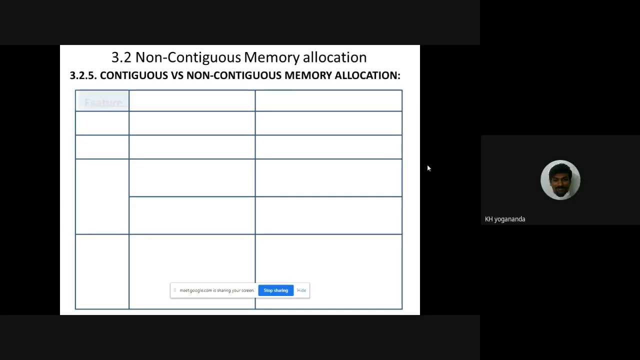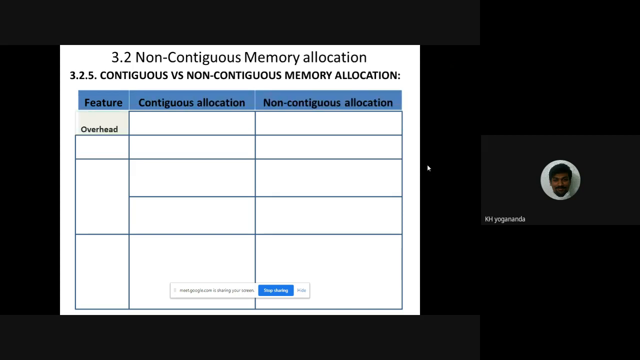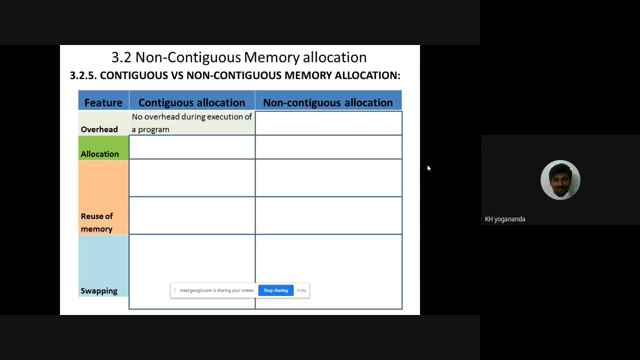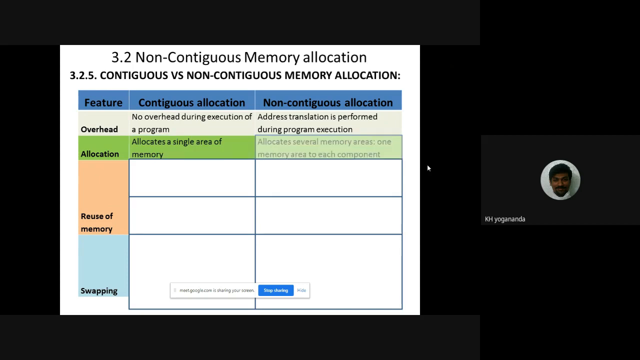In non-contiguous memory allocation, we came across four features: overhead, allocation, reuse of memory, and swapping. There will be no overhead in the contiguous memory allocation during execution, but there will be a need for address translation to be performed during execution. Why? Because you need to find out the logical address of the component i and byte i. Then in contiguous memory allocation, only a single area of memory will be allocated, whereas in non-contiguous, several memory areas need to be allocated. Why? Because each memory area is allocated for an individual process component.